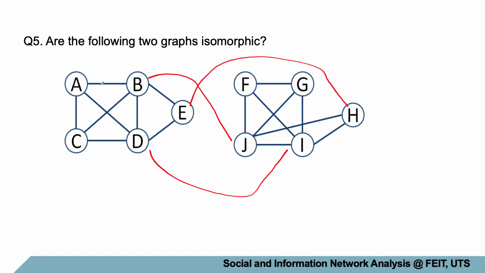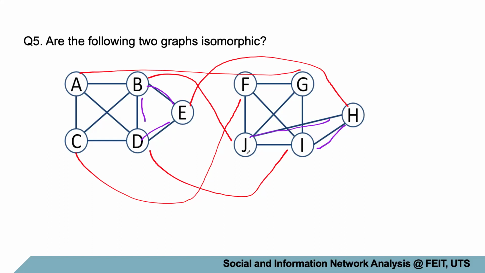Then B is connected to A, D, C. So we can map A to G, C to F. Then we can check all the edges if they are mapped. For example, edge HI, the corresponding edge is E and D. There's an edge here, and then E to J, E to B, and similar for other edges like BD and JI.